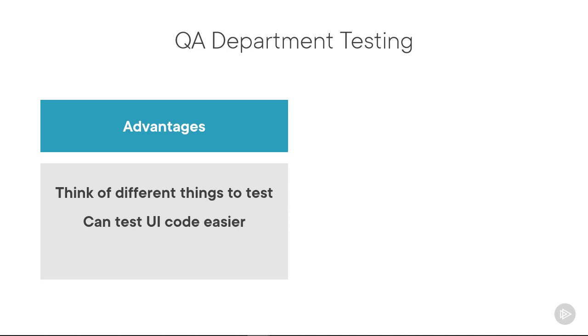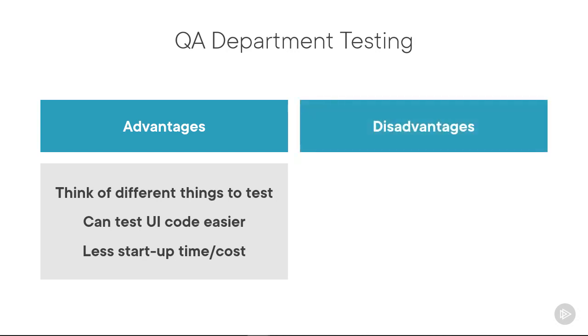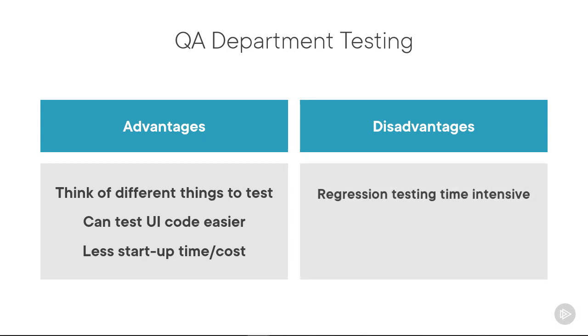It can test the UI, because a lot of times it's very hard to write code to test the UI, so you kind of need a human at some point to test the UI for a lot of things. And there's usually less startup time or startup cost because the developer is not spending a lot of time developing unit tests. Now, the disadvantages, though, is regression testing is very time intensive.